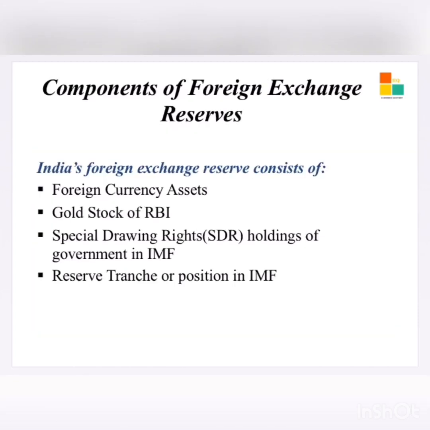These are the four components of foreign exchange reserves. Or in another way, these are the four different forms by which reserves are maintained by RBI. They are foreign currency assets, gold stock of RBI, special drawing rights, that is SDR holdings of the government in IMF, and reserve tranche or portion in the International Monetary Fund, IMF. I will explain in detail about each of these components in the next video to make it very clear.